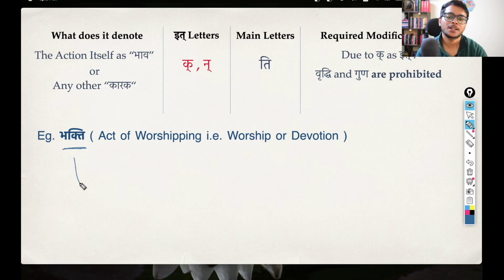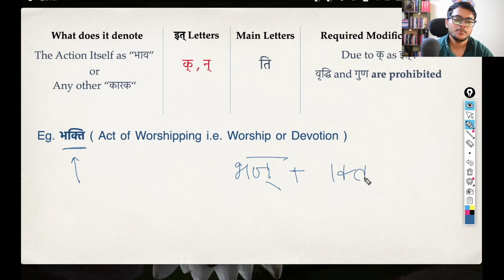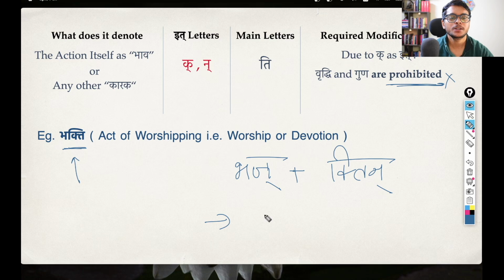And you have this Pratipadika Bhakti. Bhakti is act of worshipping. So basically Bhakti is the worship or the devotion. Why? Because it is coming from the Bhaj Dhatu. Bhaj Dhatu means the same thing, to worship, to serve someone. And this dhatu is being modified using tin pratyay. So again, vriddhi and guna are prohibited. So this bhaj will remain as such. And from this tin, we will get this ti.